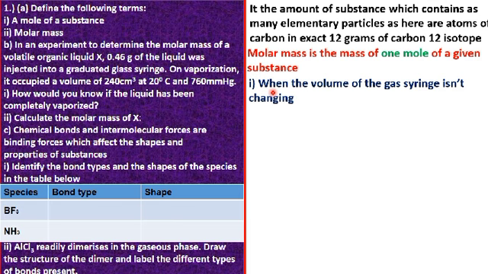So at that point where all the liquid has been vaporized, guys, the piston on the gas syringe is held constant. It does not change again. Shows that no liquid is being vaporized again. Great. So guys, then the next part, the Roman 2, says we should calculate the molar mass of X.